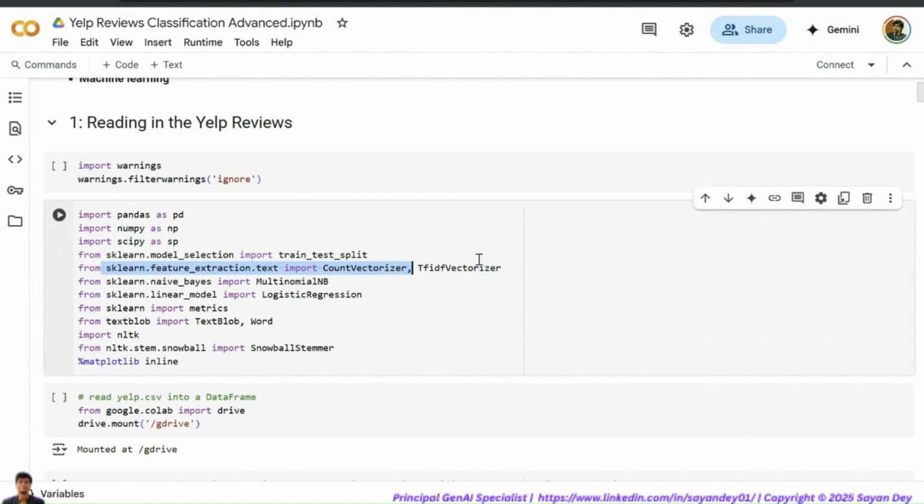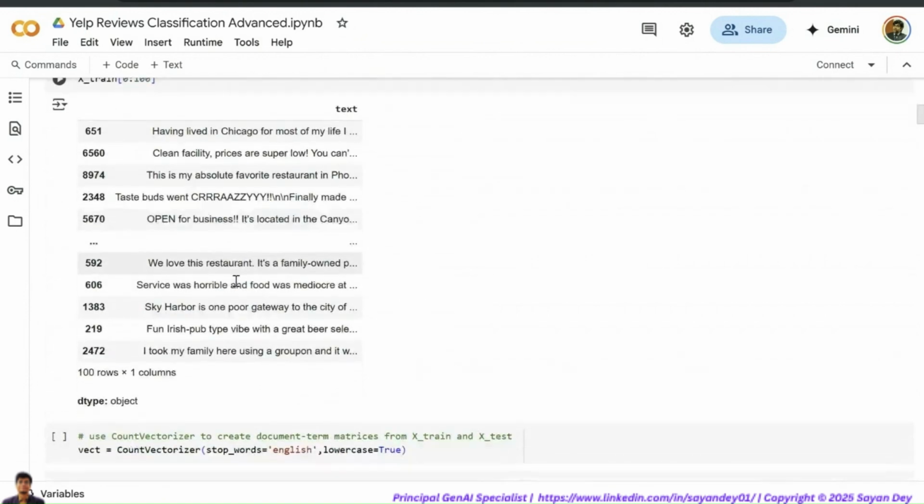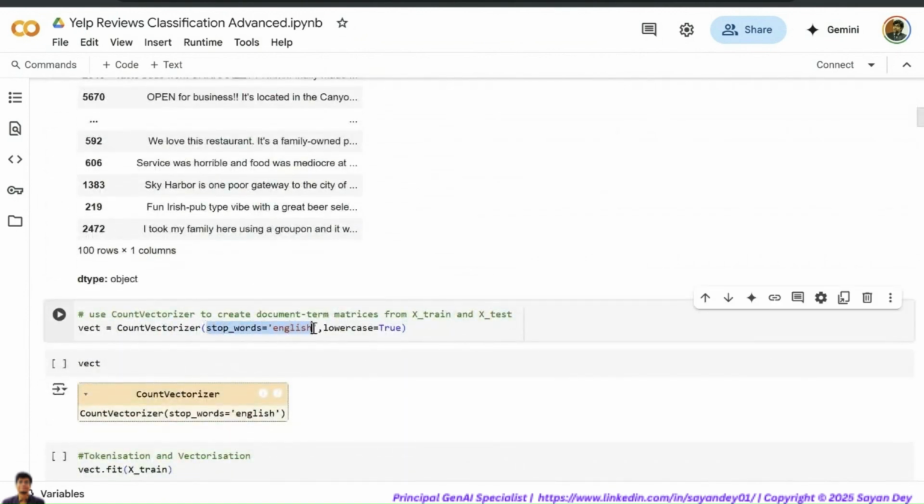There are other ways to do it, TF-IDF. There are multiple ways to do it. I'm focusing on the fundamental ones to give an idea to all of you. So the stop words equal to English, we will ignore all the English stop words, and lowercase equal to true. That means if we have two different words, let's say you've got the word CAT in uppercase and the word CAT in lowercase, it will convert everything to lowercase. Because there is no point in having the same word coming in two different cases, right?